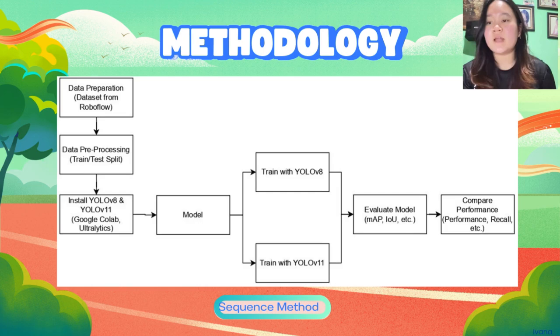Next, we pre-process the data by dividing it into training, validation, and testing sets. Then, we installed YOLOv8 and YOLOv11 using Google Colab and Ultralytics. After that, we load the models and train them separately, one with YOLOv8 and the other with YOLOv11. Once training was complete, we evaluated both models using metrics such as mAP, and finally we compared the performance of both models based on precision, recall, overall, and accuracy.